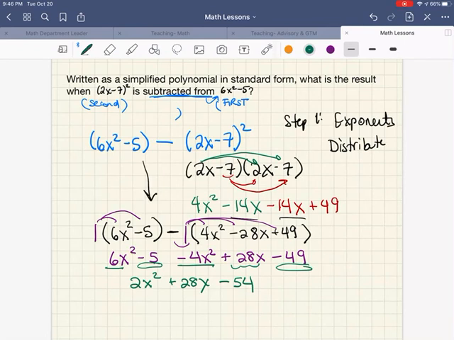So if you want to do box, cool. If you want to do distribute, cool. You cannot just give me an answer and say I did it in my head. You have to show me the work.